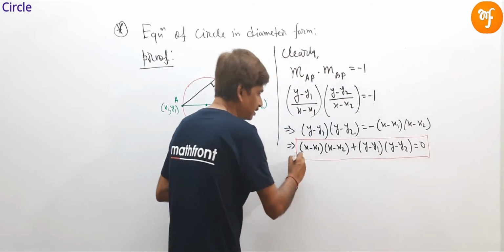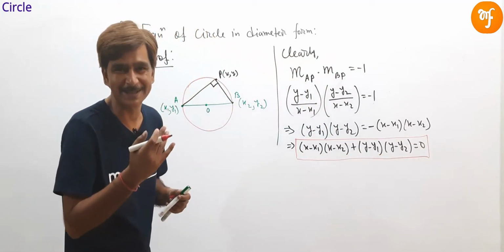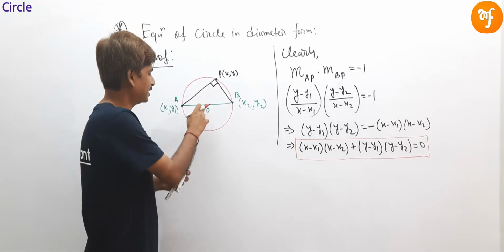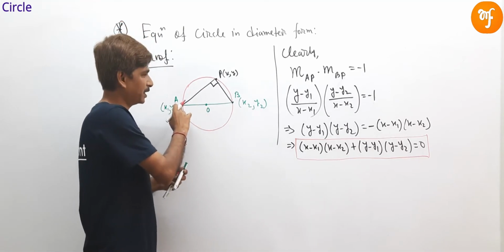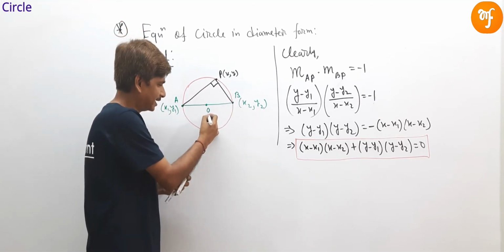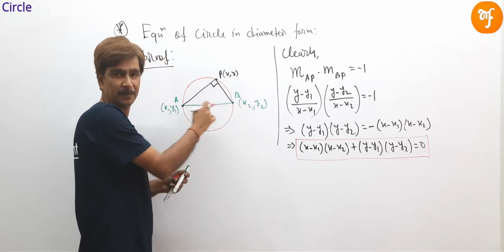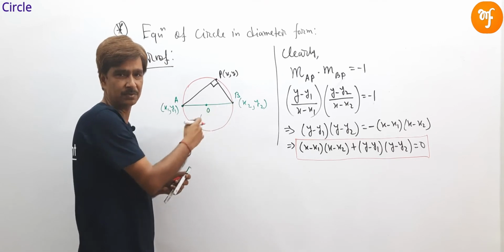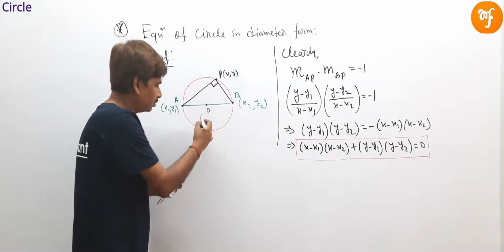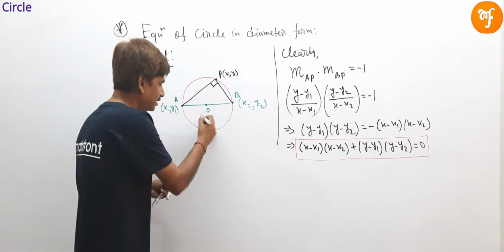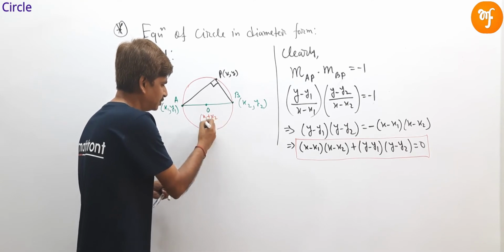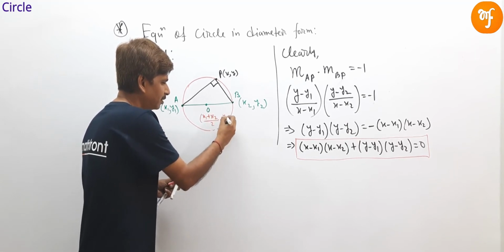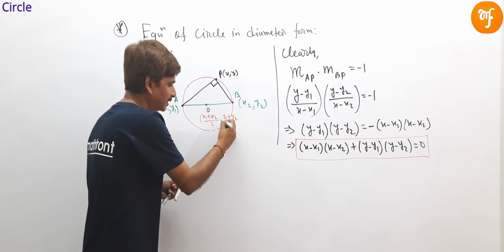Please remember this result. Now what is the center of this circle? Obviously the center of this circle is just the midpoint of AB. Applying the midpoint formula for AB, that is x1 y1 and x2 y2, the midpoint O, which is the center, is nothing but x1 plus x2 divided by 2 comma y1 plus y2 divided by 2.